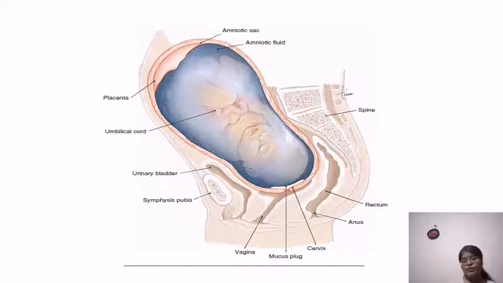If the head comes first, then what happens? If you look at the baby, this is the broadest area. If it comes out and you are able to take out the baby, then by pulling you can take out the baby.